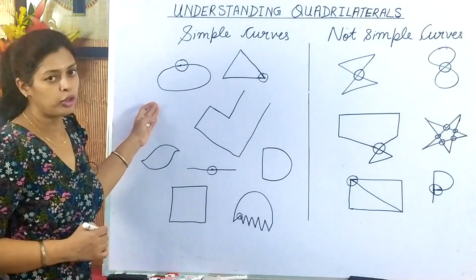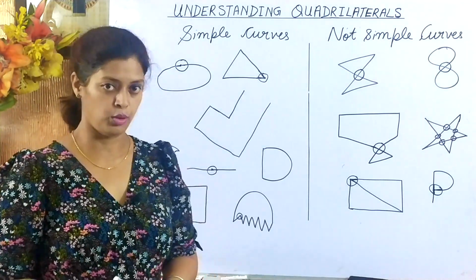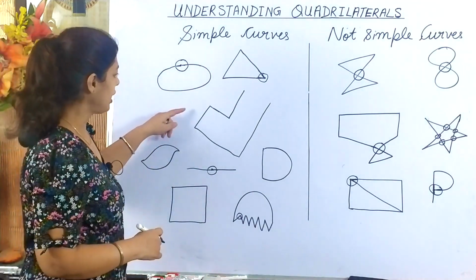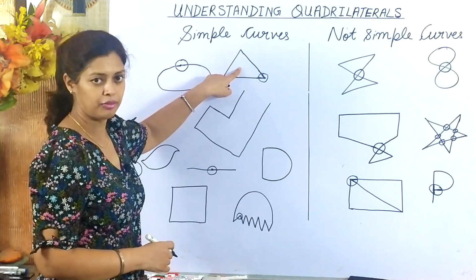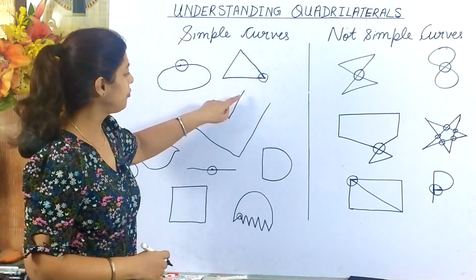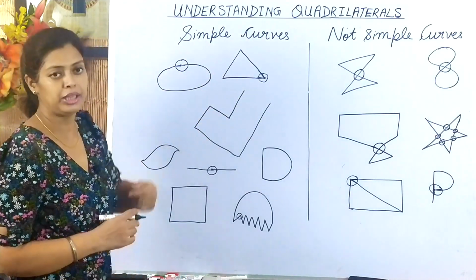So another point to be noted is that simple curves can either be open or closed. For example, this is an open simple curve and this is a closed simple curve. In an open simple curve, we'll always have 2 endpoints and it will not enclose a region.